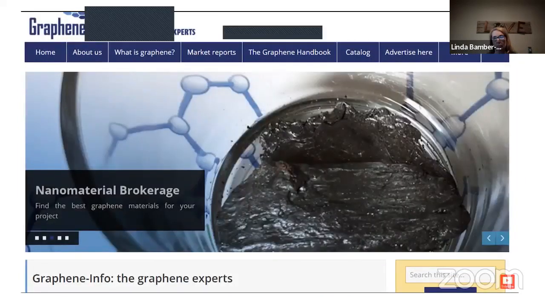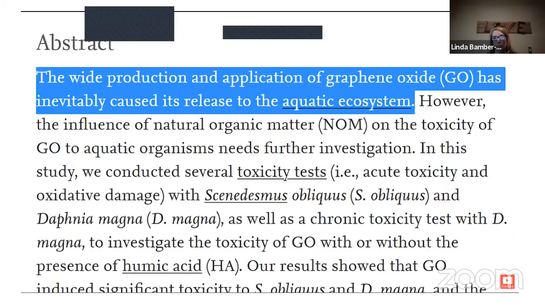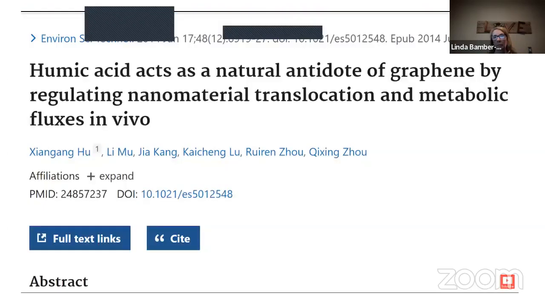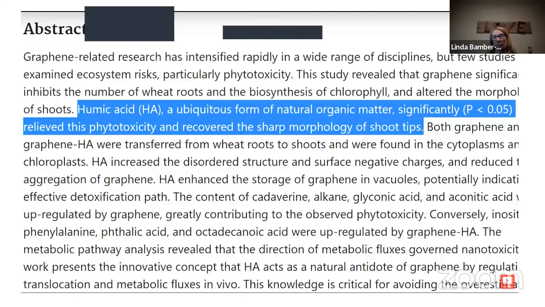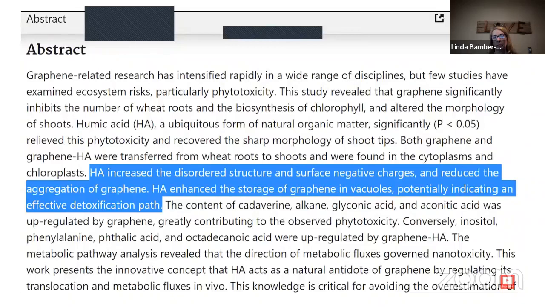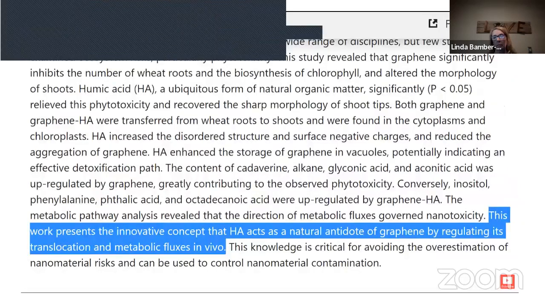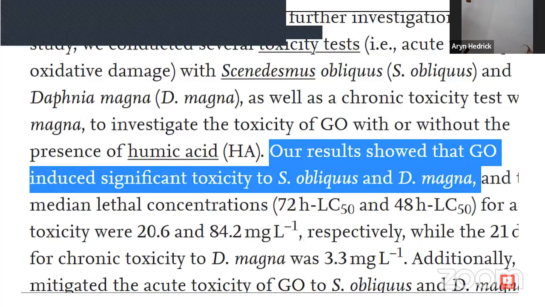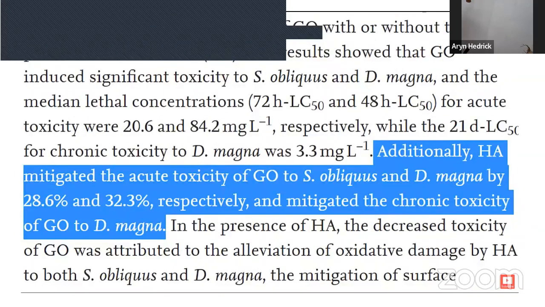It turns out that in recent years, graphene oxide's wide production and application have inevitably caused its release into the aquatic ecosystem. In one study, they found that humic acid significantly relieved phytotoxicity in wheat roots caused by graphene, apparently in part by reducing the aggregation of graphene and also by enhancing the storage of it in something called vacuoles. They suggest the innovative concept that humic acid acts as a natural antidote to graphene in vivo, or in other words, within a living organism. A second study found that graphene oxide induced toxicity in 2 separate ocean species, and then discovered that humic acid reduced the acute toxicity to both species by significant percentages.